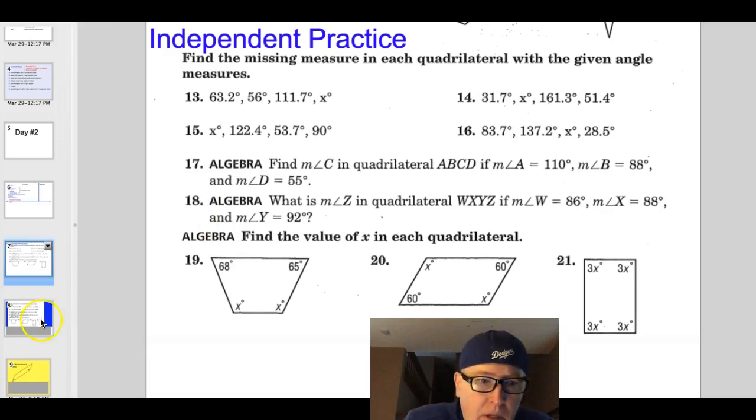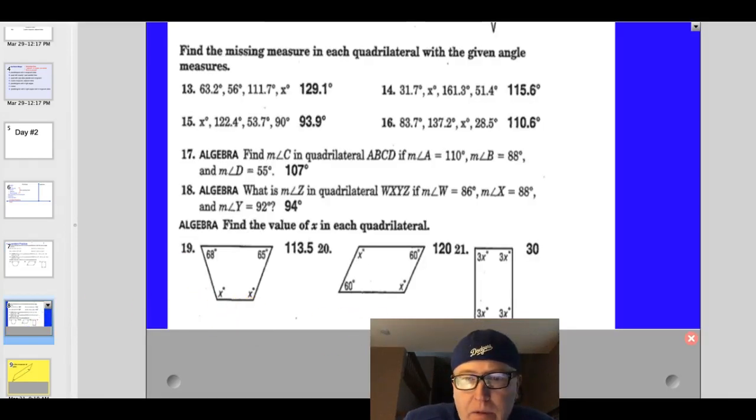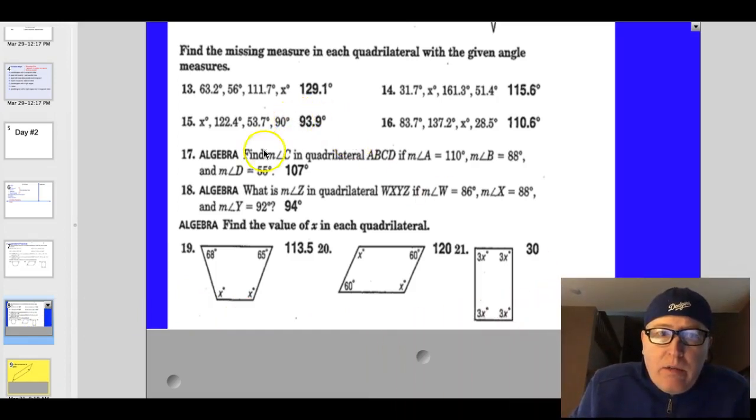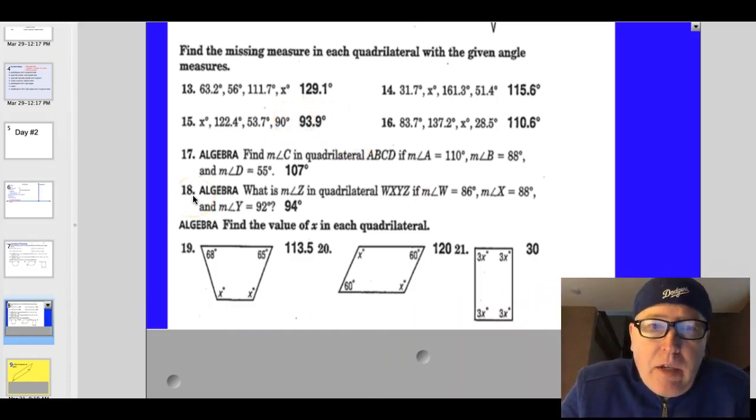Okay. We are back. All right. Problem number 13, the missing angle is 129.1. Number 14, 115.6 degrees. Number 15, 93.9 degrees. Number 16, 110.6 degrees.